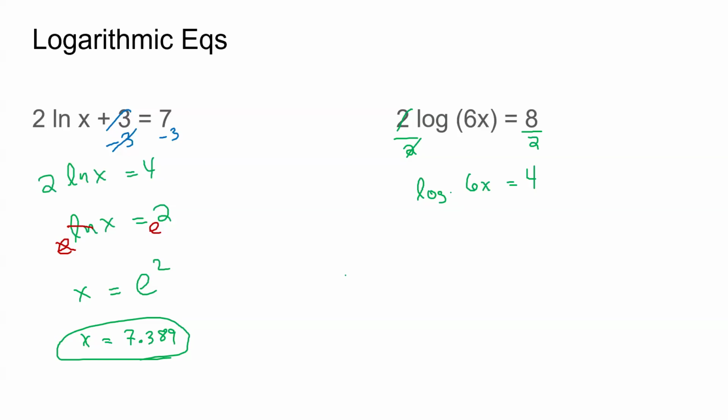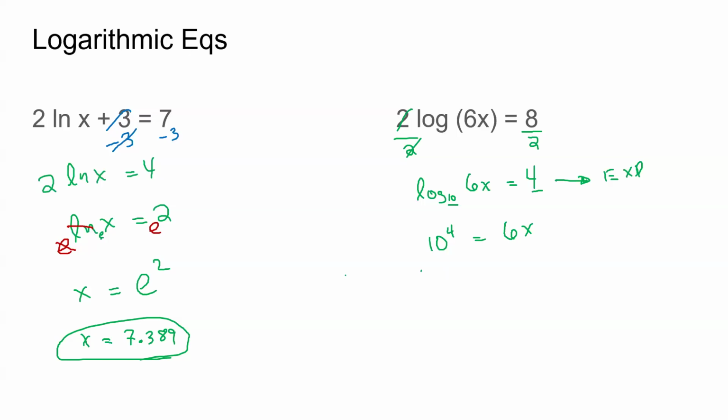Here's another thing I could do. Since this base is understood to be 10, I could take this logarithm and go to exponential form with it. So I could take base to a power equals the answer. We could have done a thing like that back here too. I would have had an e to the second equals x, right? That would have gotten us to the same place.